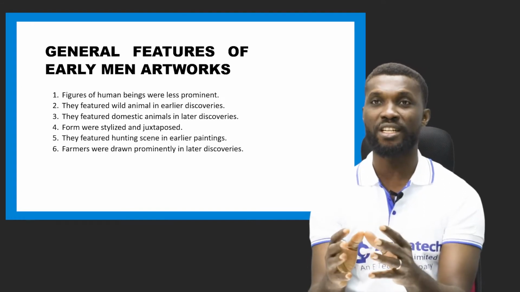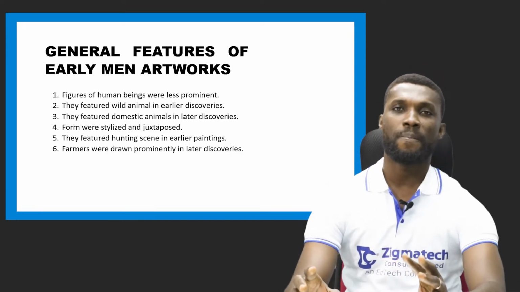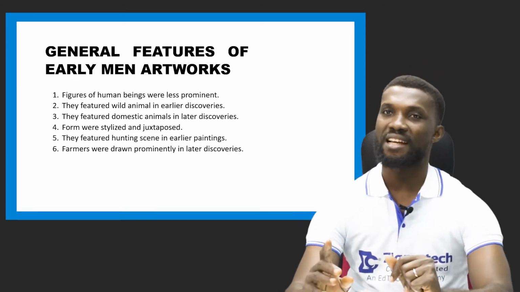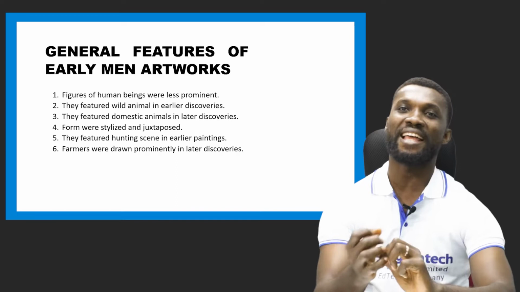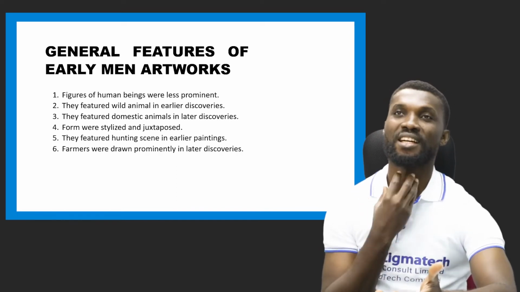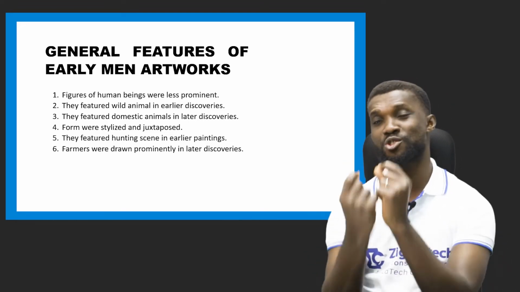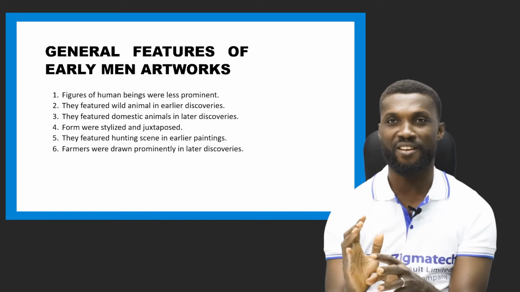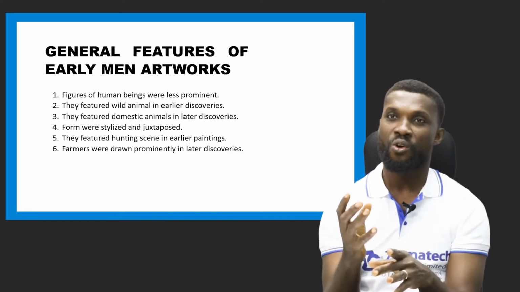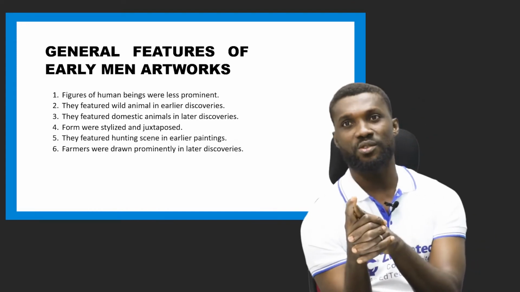From there, their images or drawings became stylized and juxtaposed. What do I mean by juxtaposed or stylized? Some of these animals were elongated. For example, if they want to draw a horse, they can make the head of the horse very long and the legs very short. So they started adding stylization or juxtaposition to their works. That is exactly what I am trying to explain.